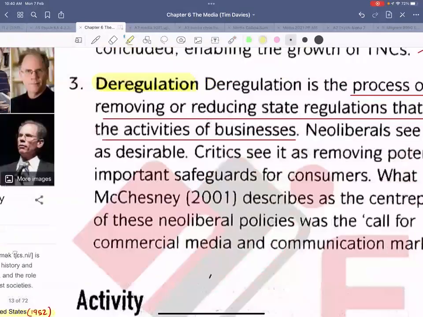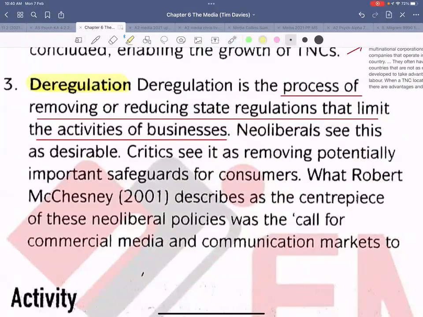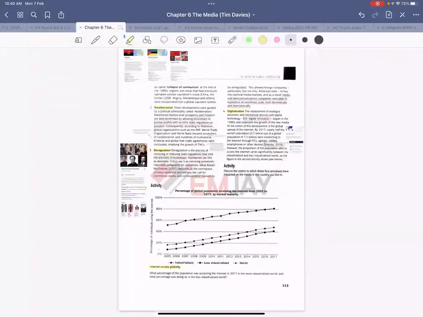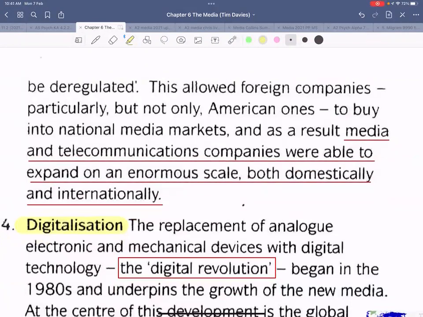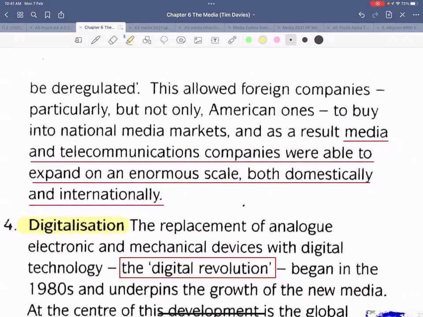Now, the call for commercial media and communication markets to be deregulated. This allowed foreign companies, particularly, but not only, increasingly American ones, to buy international media markets, and as a result, media and telecommunication companies were able to expand on an enormous scale, both domestically and internationally. Clear? Any question? Right, we deregulate so that foreign companies can also operate or run, and buy out other companies.